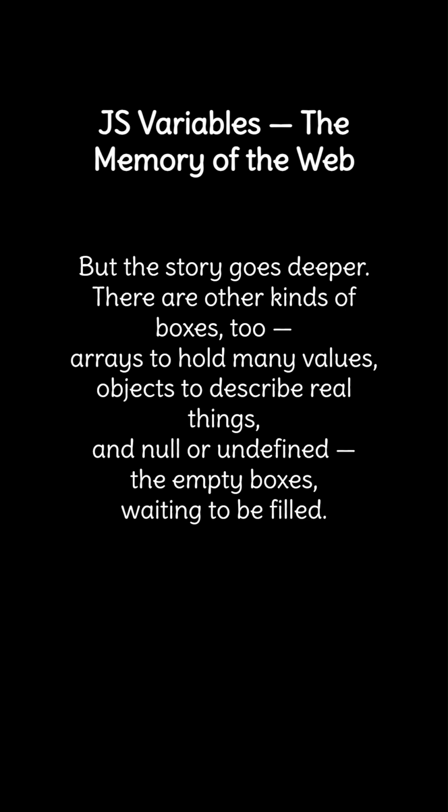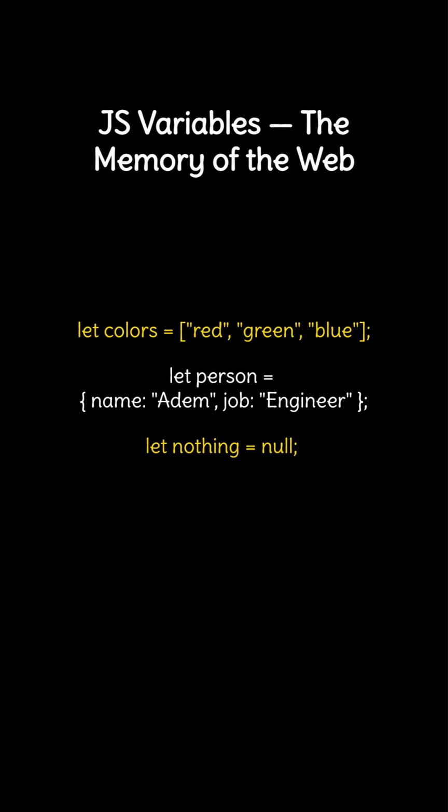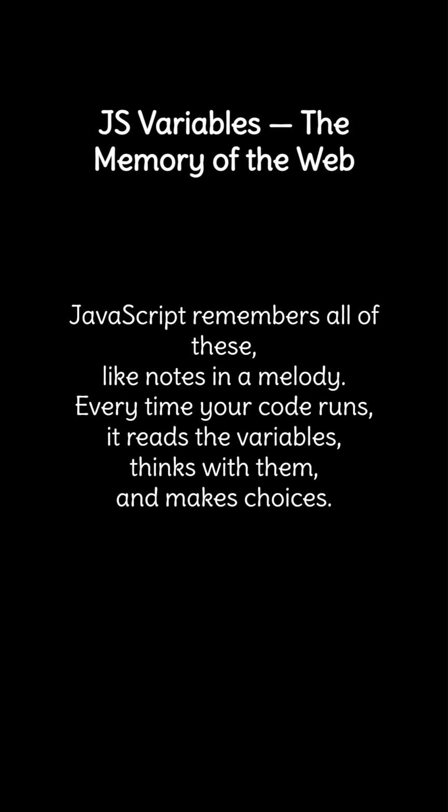But the story goes deeper. There are other kinds of boxes too: arrays to hold many values, objects to describe real things, and null or undefined, the empty box waiting to be filled. let colors = ["red", "green", "blue"]; let person = { name: "Adam", job: "engineer" }; let nothing = null. JavaScript remembers all of these like notes in a melody.